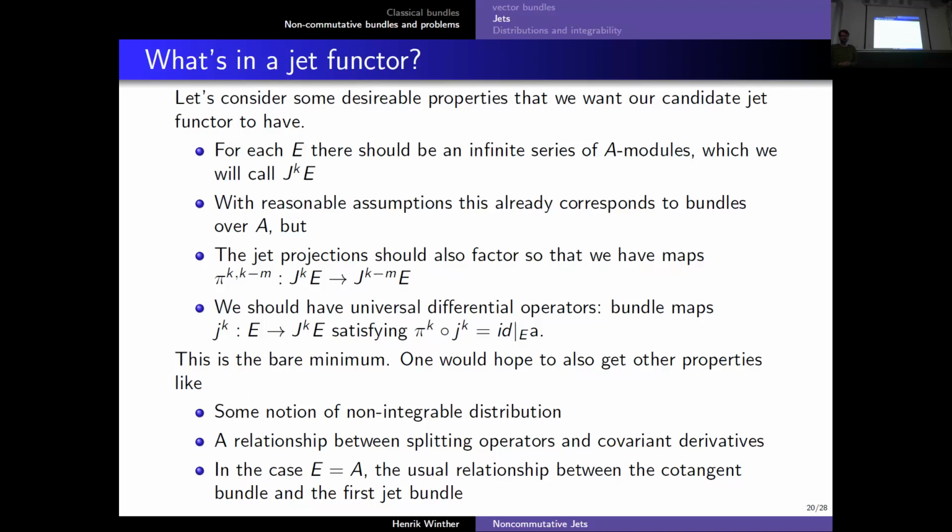And this is like the bare minimum that I could hope for. If you got something and it satisfies these first 4 points, I wouldn't quite call it a jet bundle yet because we're missing a lot. What would be really interesting is some notion of non-integrable distribution on there.